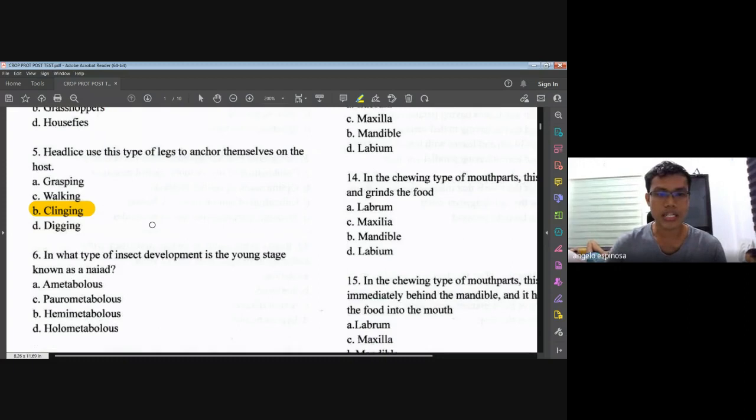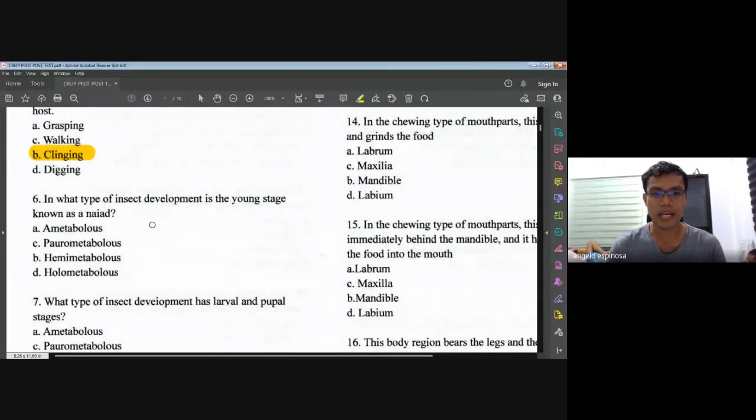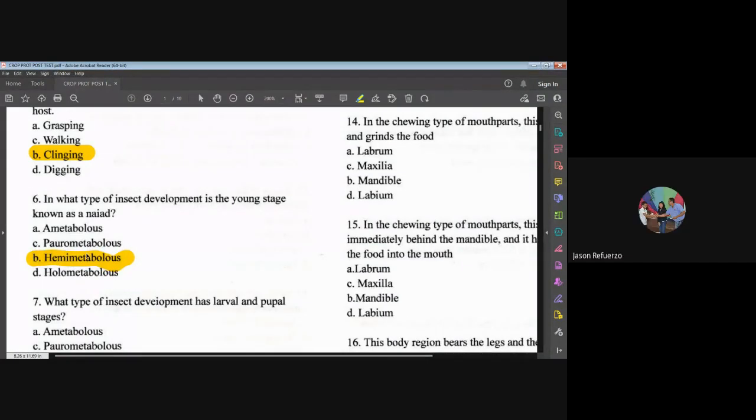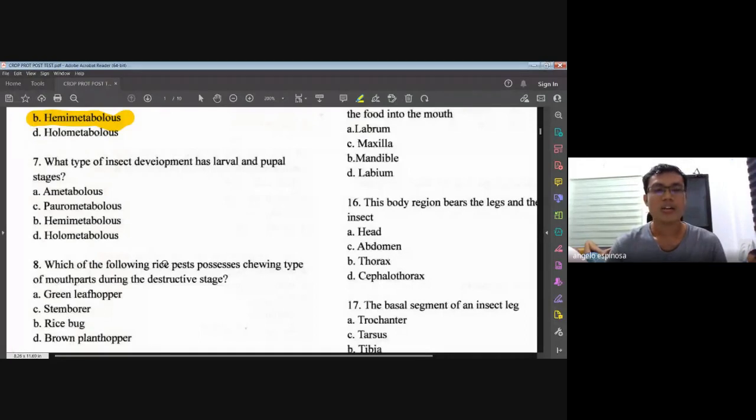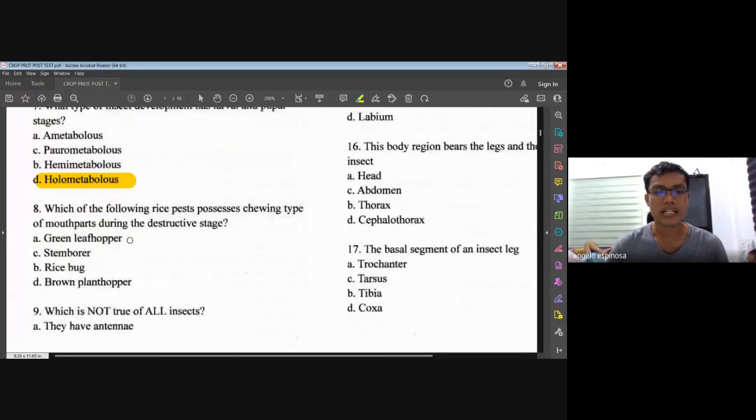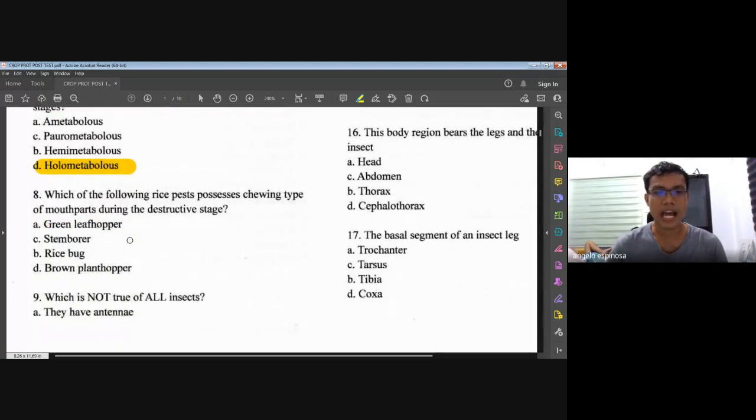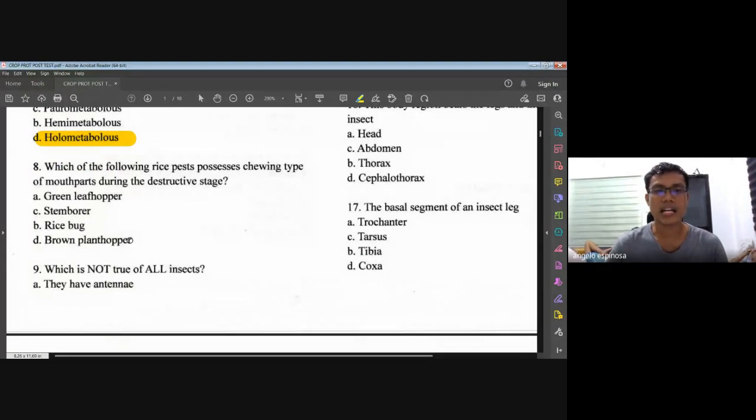Okay. Number six, in what type of insect development is the young stage known as naiad? The correct answer is letter B. It's hemimetabolous. Okay. Number seven, what type of insect development has larval and pupal stage? The correct answer is letter D, holometabolous.